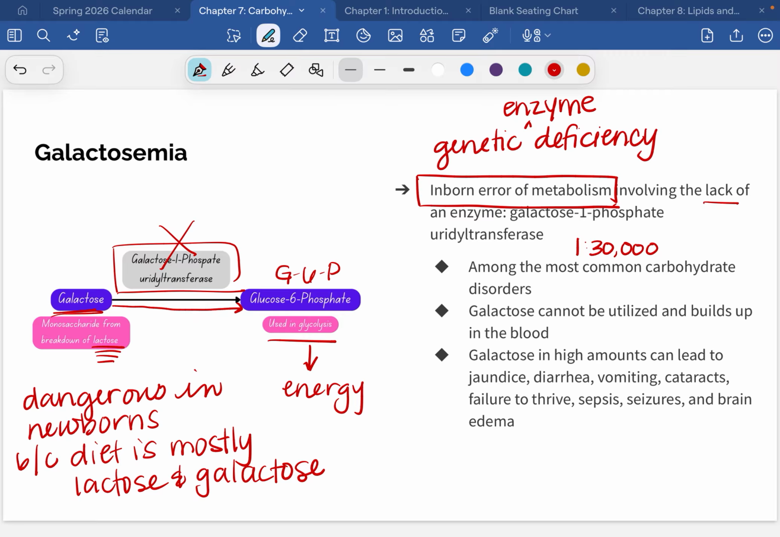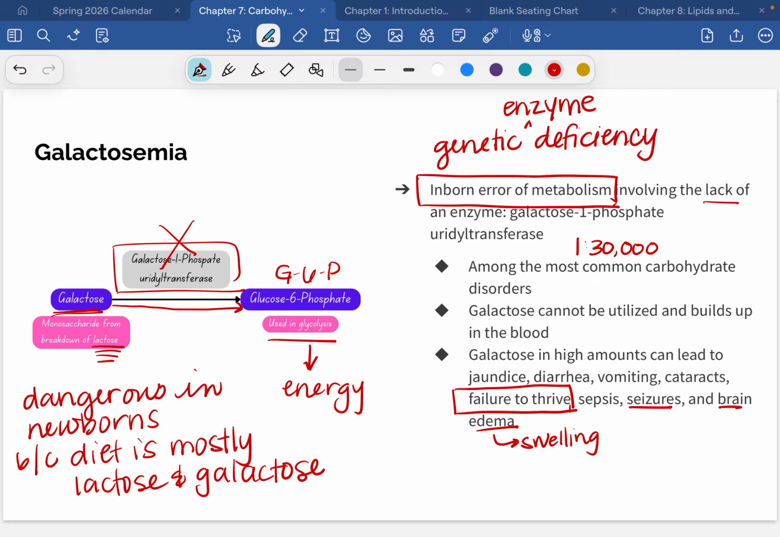Because that galactose cannot be utilized, the galactose builds up in the blood, and galactose in high amounts can lead to a lot of different things: jaundice, diarrhea, vomiting. But the big one is failure to thrive. There are also seizures and brain edema, which is a fancy word for brain swelling. Failure to thrive is exactly what it sounds like. It's an official term for this baby is not growing. This baby is not doing well. The baby is not getting bigger. It's not meeting milestones. It is failing to thrive. It's not growing the way that it should.